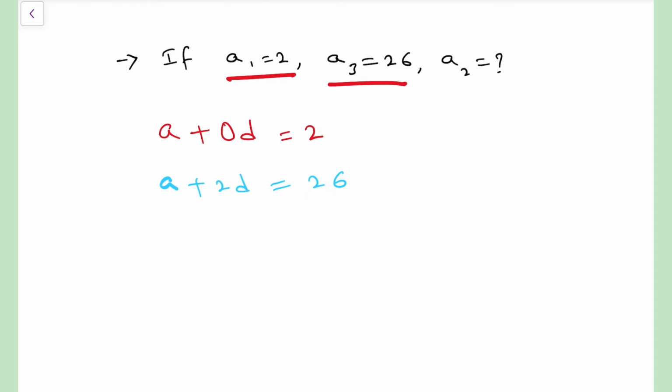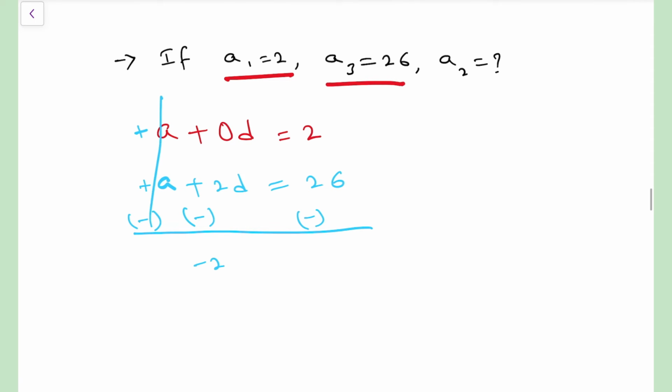Now these two equations I am going to solve by the elimination method. Here a is a positive symbol, here a is a positive symbol, both are positive, so we need to do subtraction. Then plus becomes minus, plus becomes minus, plus becomes minus. a cancels. 0 minus 2d, minus 2d equals 2 minus 26, minus 24. Both the sides negative symbols will get cancelled. Then we remain with 2d equals 24.